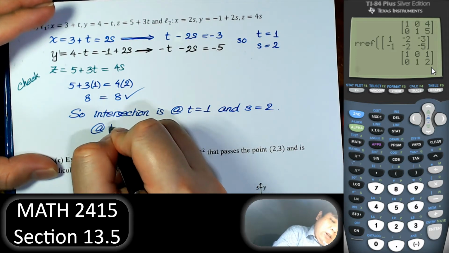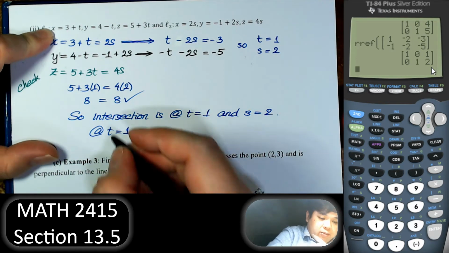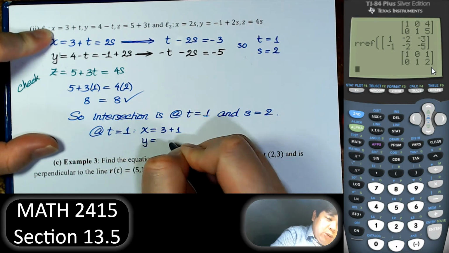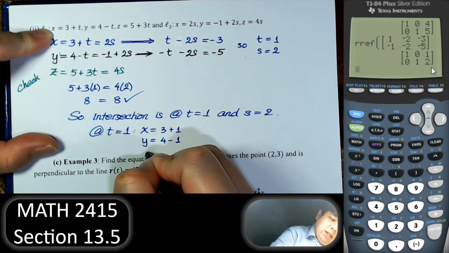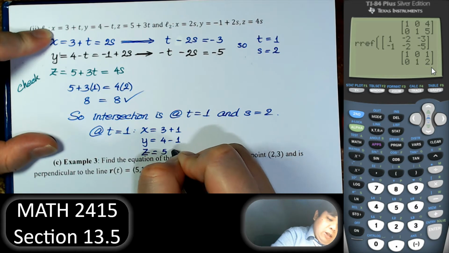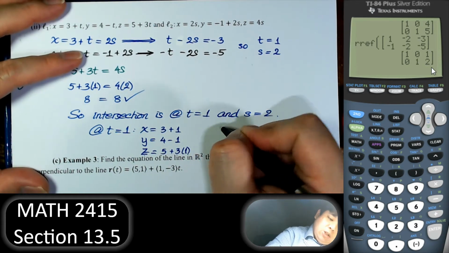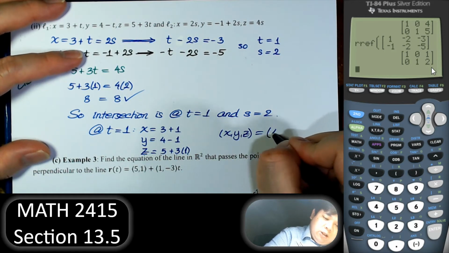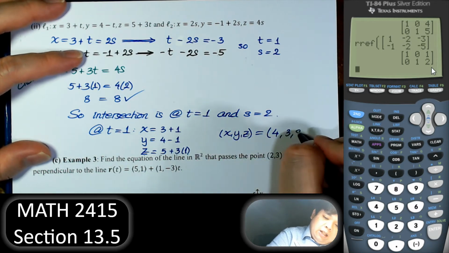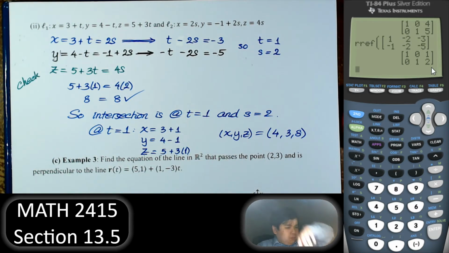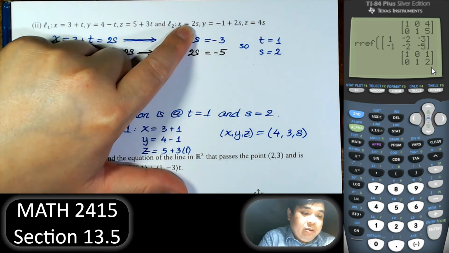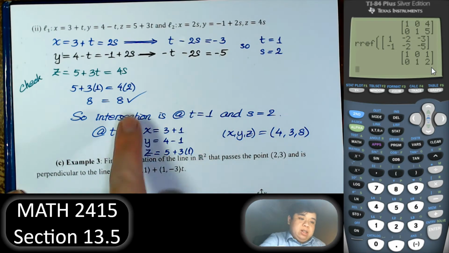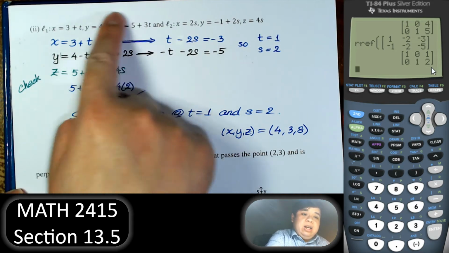And at t equal to 1, the first equation becomes x equal to 3 plus 1, y equal to 4 minus 1, and z equal to 5 plus 3 times 1. So pretty much we have x, y, z, the point of intersection, equal to 4, 3, and 8. Or we can put s equal to 2 in here, which gives us 4, 3, and 8. Either we put t equal to 1 in here, or s equal to 2 in there.